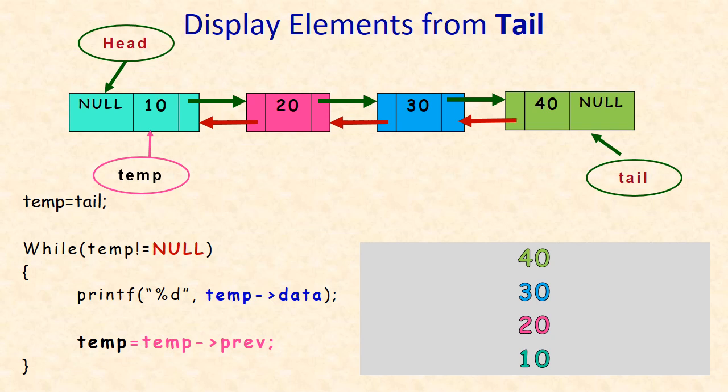So there are two ways to traverse through a doubly linked list: one is from head to tail, another is from tail to head. If you want to display an element which is nearer to the tail, you can start from tail. If you want to display an element which is nearer to the head, you can traverse from head and display the element. Like that we traverse through the list and display the elements, right?